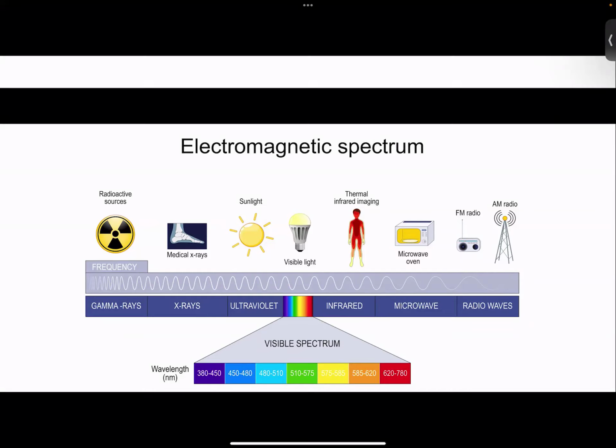The next thing in line are X-rays. With X-rays, doctors will only allow you to get so many X-rays in a year because X-rays damage cells. If we're looking at the frequency, you will notice that it still has a fairly frequent wave pattern.